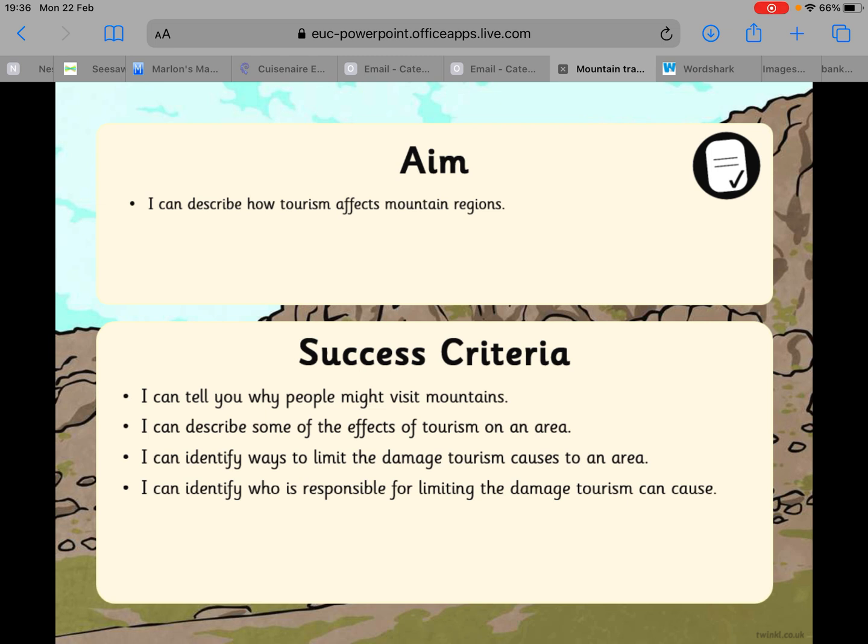It might make you think about some holidays that you've been on and how you've acted when you've been a tourist. Good luck, Year 6.